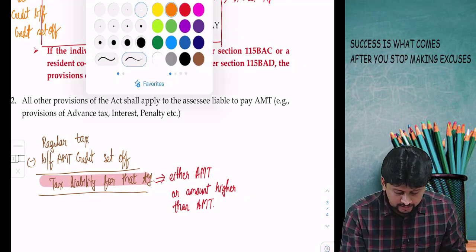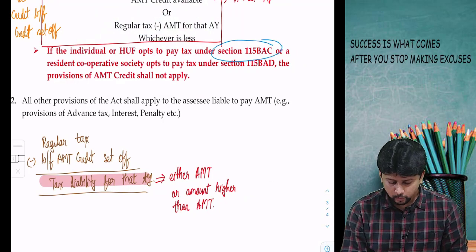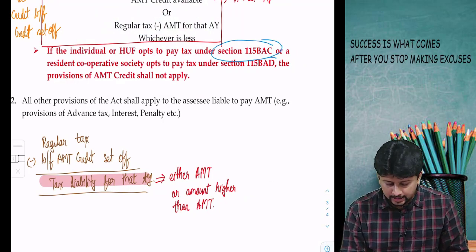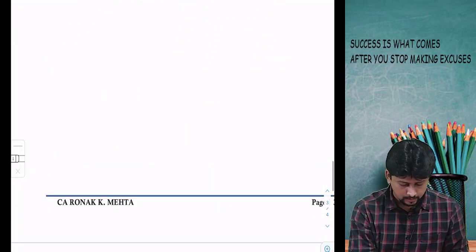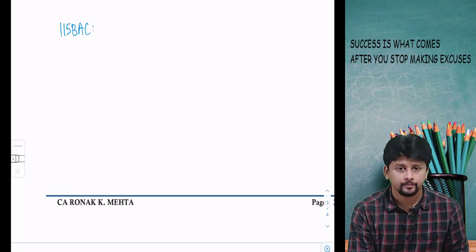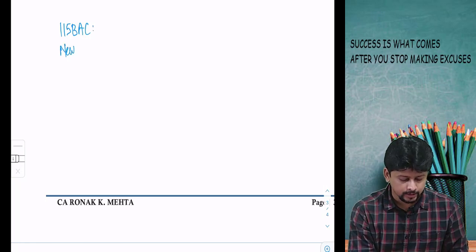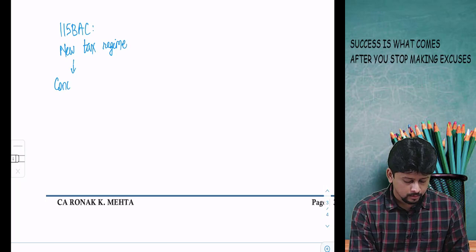For our current budget, government has introduced 115 BAC and 115 BAD. What is this? 115 BAC is what is very popularly called as new tax regime, where concessional slab rates are applicable.